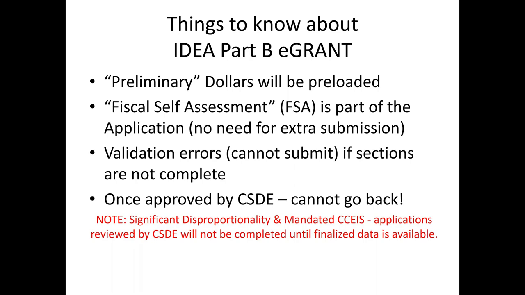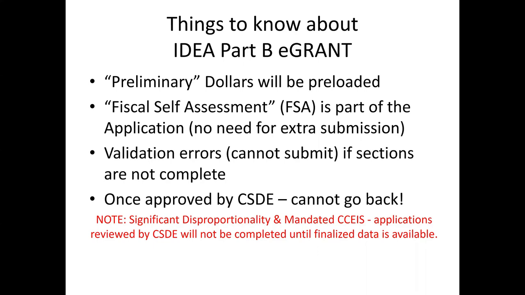And validation errors. We're trying to make this as easy as possible, so that if you don't fill out a section properly, or you're going through it and you inadvertently don't fill out a section, the application is going to give you that validation error and let you know that a section's not complete. And so once it's approved all the way through the CSDE, we can't go back. Before, when we had paper applications, you'd send me something to replace a page or something like that. That's why it's important that right now, once it becomes set, this is the document that's going to become part of the record.